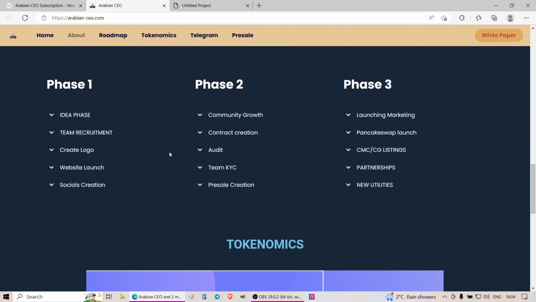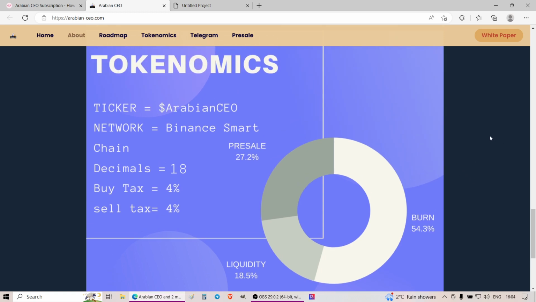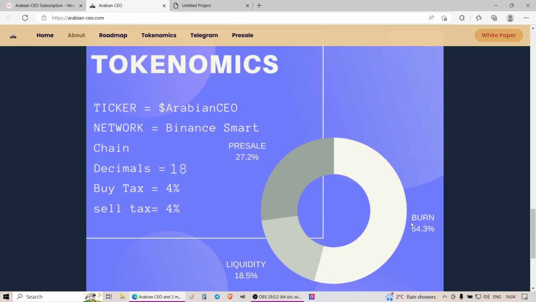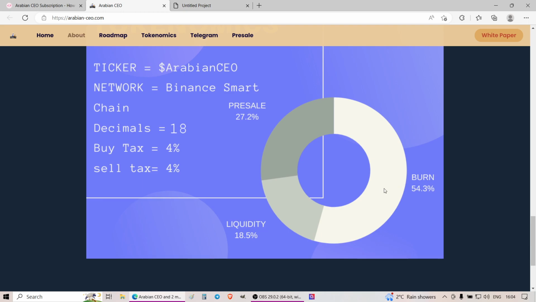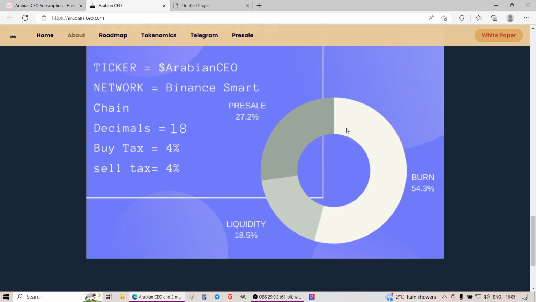They have a roadmap, so idea phase, logo, website launch and all that stuff, audit, keys, marketing, pancake launch, partnerships and new utilities. When we look at the tokenomics page, it is important to mention that the tokenomics page is different from what we see within the Pinksale. So the burn within the Pinksale is 48%, within the website is 54%, liquidity 18%, in the website 13%, there is this unlocked portion of the tokens. Where are those tokens? Who knows? So there is some sort of mistake right away, literally just in the website.